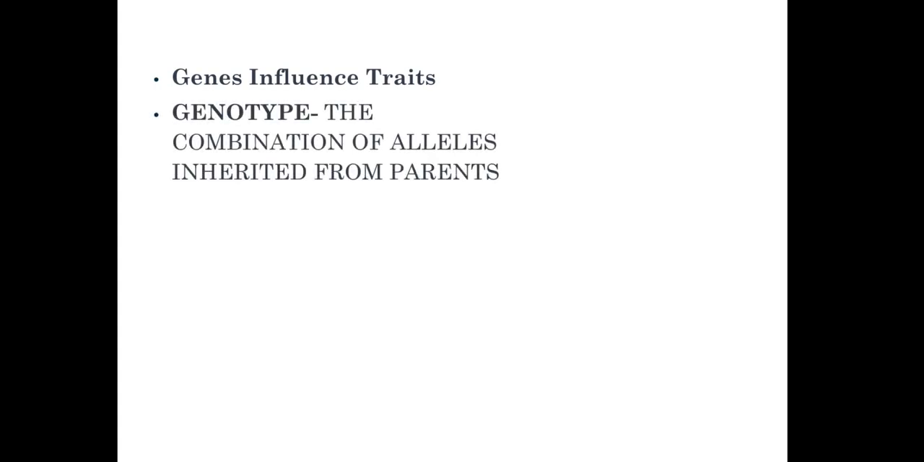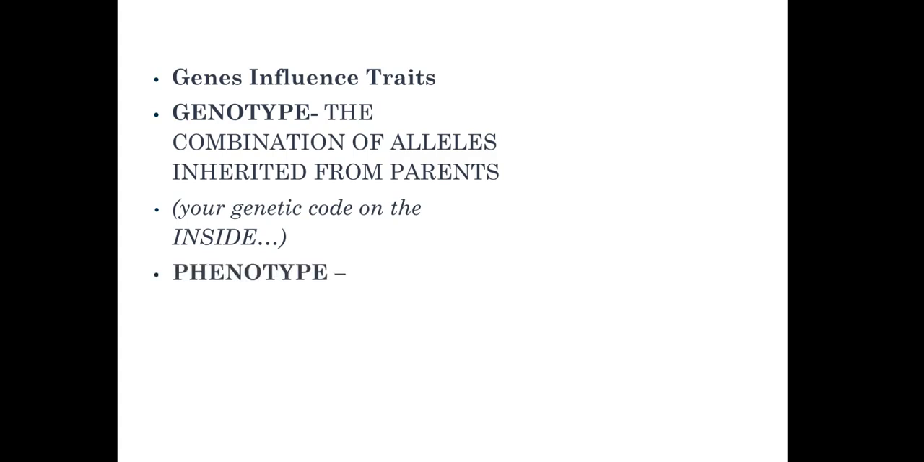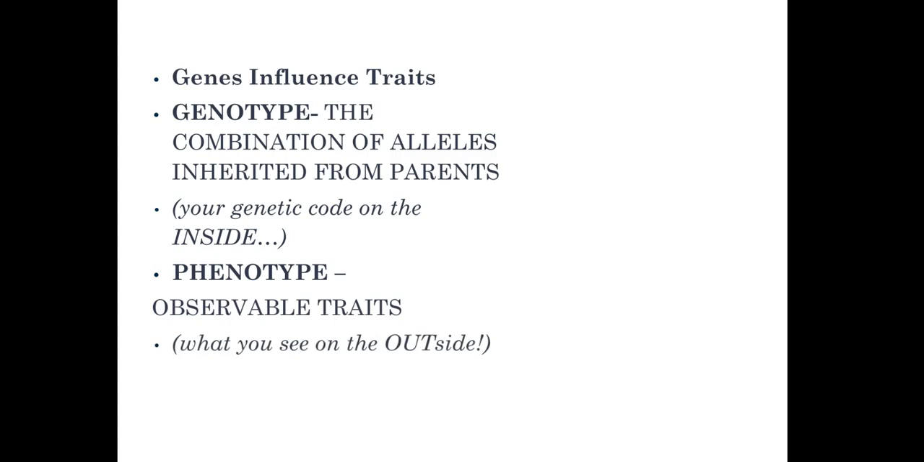Some more vocabulary. Genotype is the combination of alleles you inherit from your parents. You can't see your genotype necessarily from the outside. It's your genetic code that is on the inside. So think genotype, what's written on your genes. Your genetic code on the inside. The phenotype is what you observe on the outside, those observable traits, what you can see.